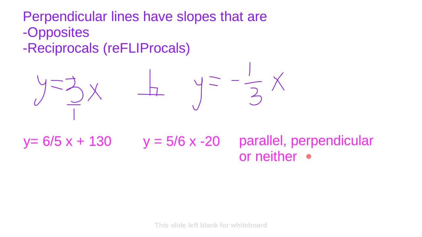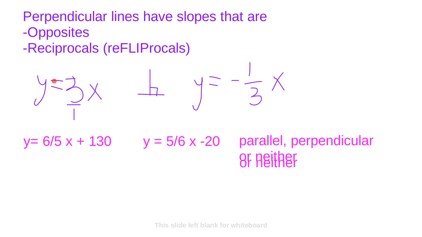Oh, you can't see neither. So which one is it? Parallel, perpendicular, and I'm going to try typing or neither again. That was a little bit better. Which one would you say? Are these lines parallel, perpendicular, or neither? Do they have the same slope? Do they have opposite reciprocal slopes, or neither one?